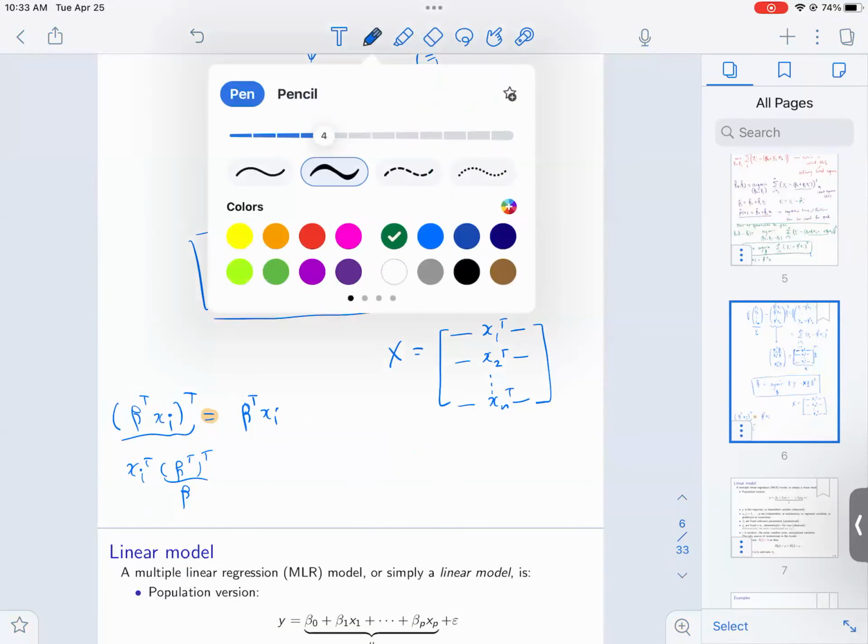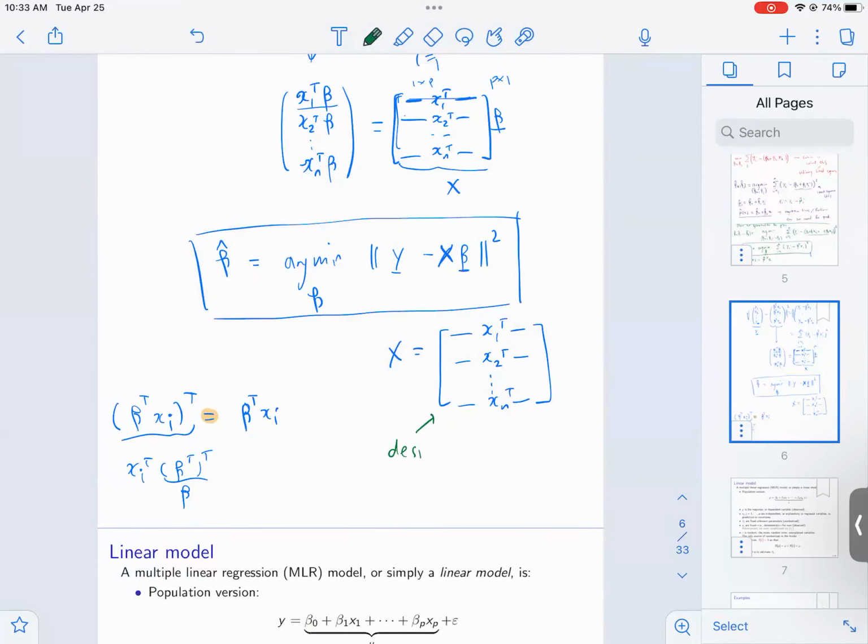We call it the design matrix. It collects all the feature information as the rows. Each row is the feature vector, or the covariates, for one observation. So you have n observations and p features, so it would be n by p. That's how it would look.